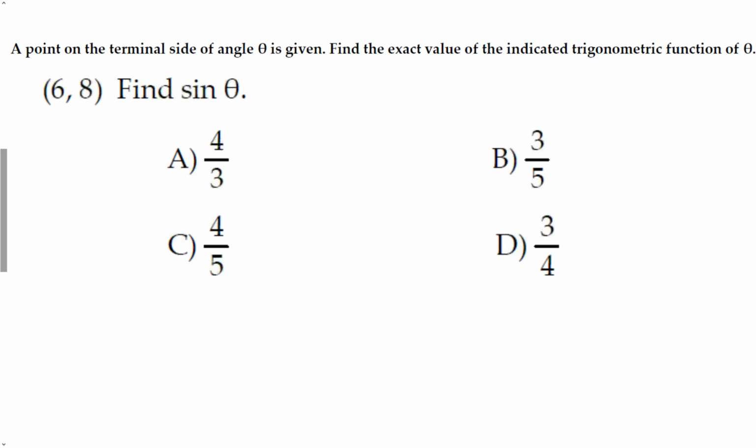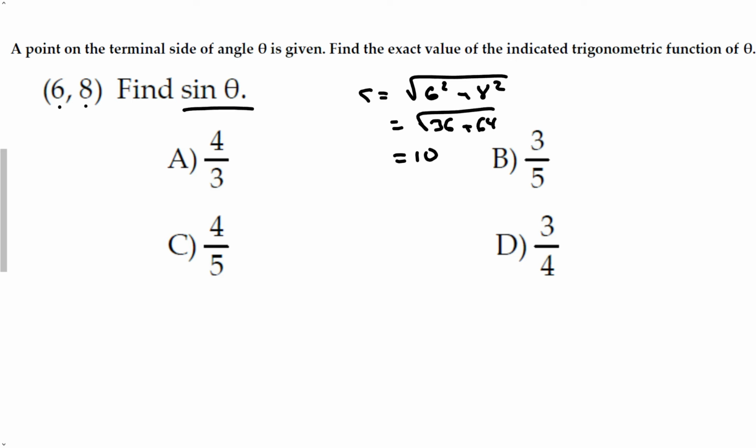Let's try this one. (6, 8), find the sine. Okay, so in order to do that, we need to know the hypotenuse. Or you need to recognize that this is a Pythagorean triple. It's a 3, 4, 5 triangle multiplied by 2. So the radius would be 10. But let's just do that just to be sure. 6 squared plus 8 squared, which is the square root of 36 plus 64, which is 100, which is 10. So the sine would be the y-coordinate over the radius, which would be 4/5.